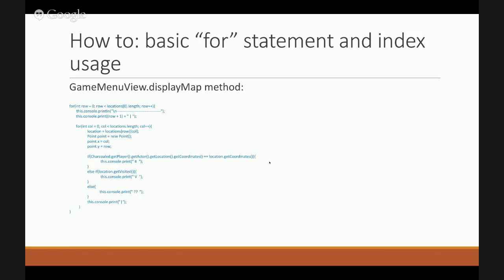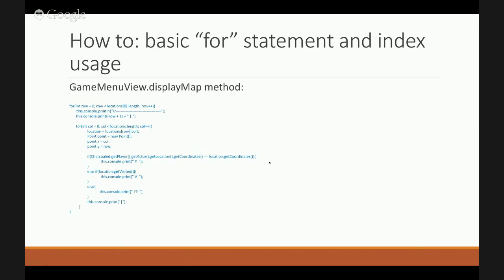The next item that I want to talk about is the for statement, or a for loop. A for loop is a structure that is used to iterate through code, to repeat code within a program. In this case that I'm showing here, it's a for loop enclosed within another for loop used in the method displayMap in the class GameMenuView, which is used to display all the locations within the map. And it demonstrates the usage of a for loop.